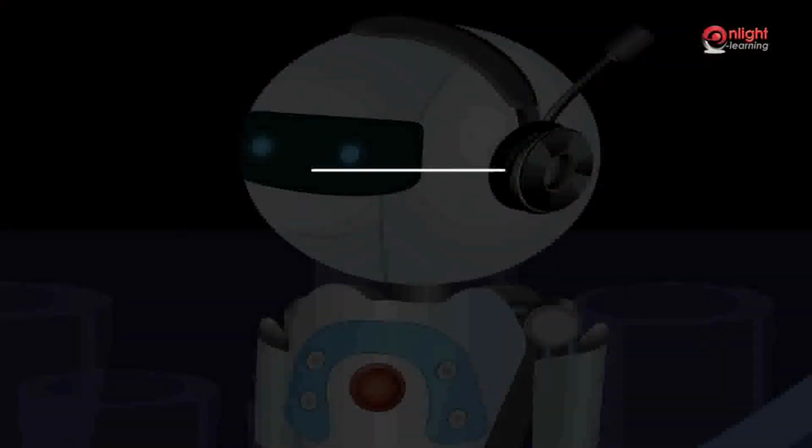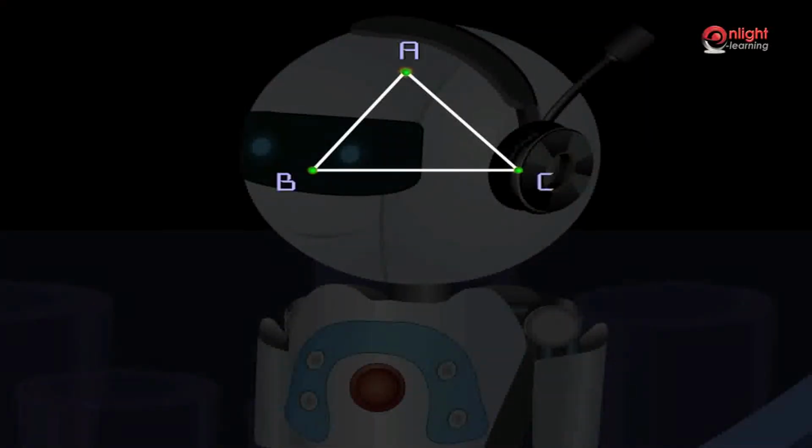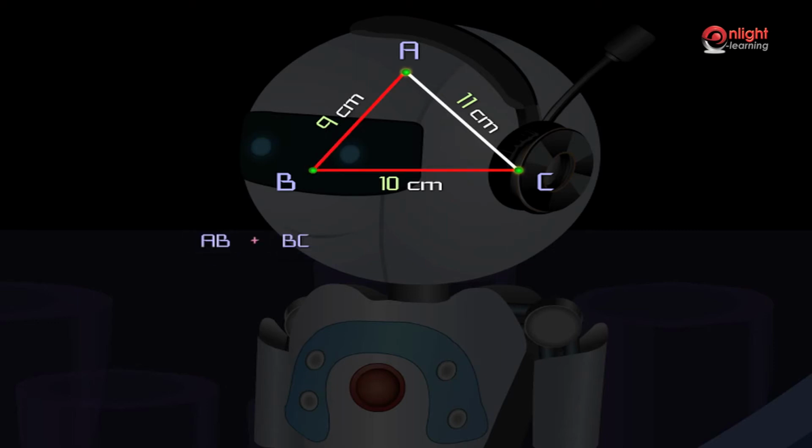Consider a triangle ABC. The lengths of the sides of the triangle are AB is equal to 9 centimeters, BC is equal to 10 centimeters and AC is equal to 11 centimeters. Now let us add up the sides of the triangle in pairs. That is AB plus BC, AC plus AB and AC plus BC.